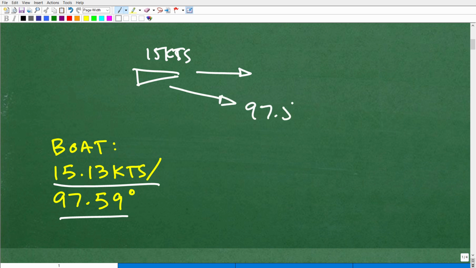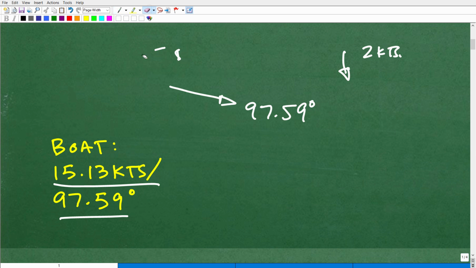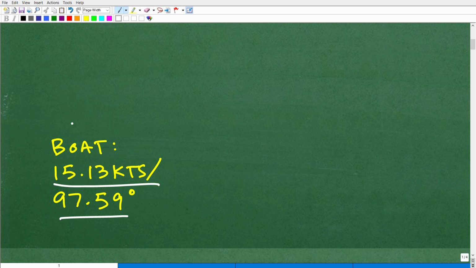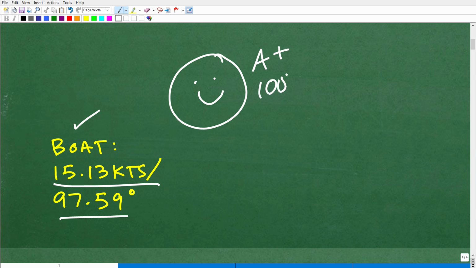So it's going 97.59 degrees at 15.13 knots. That's the effect this 2 knots of current is having on the boat. So if you're a little bit confused, just stand back and think about the big picture here for a second. But before I even talk about this, if you happen to have gotten this correct, that's very impressive, certainly impressive enough for a nice happy face, an A plus, a 100%, and multiple stars to celebrate your success using vectors to figure out basic math problems.